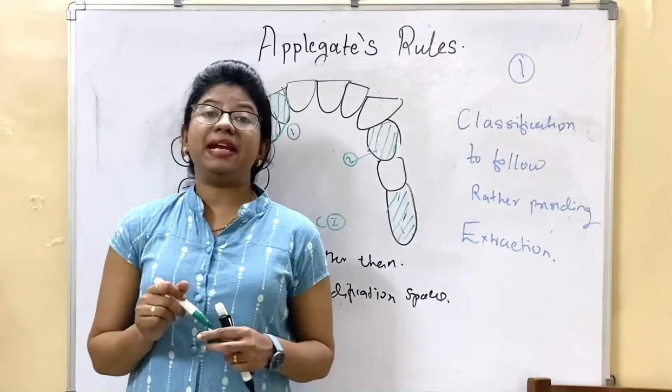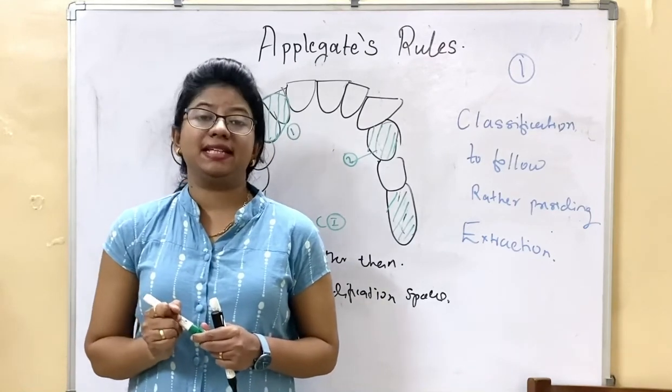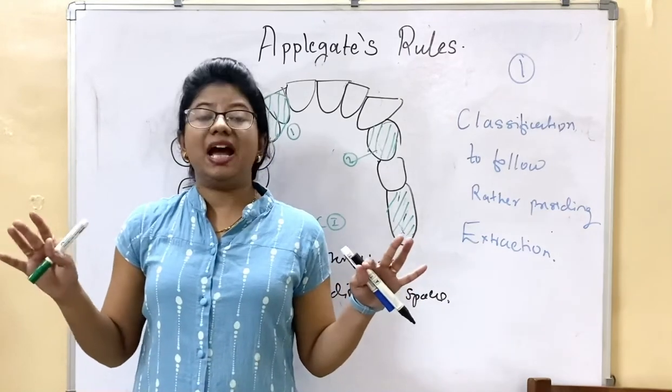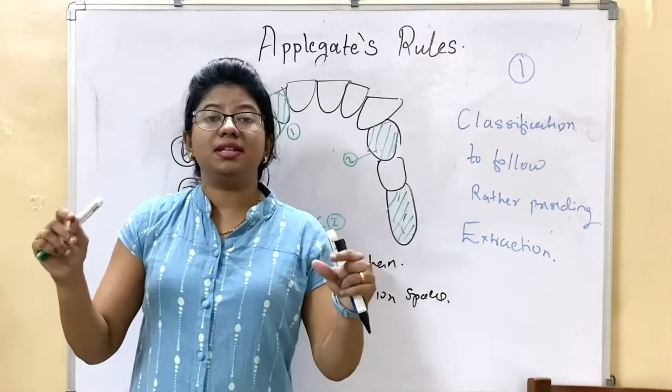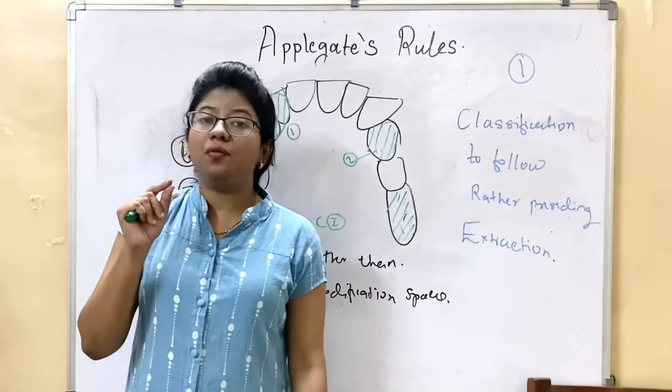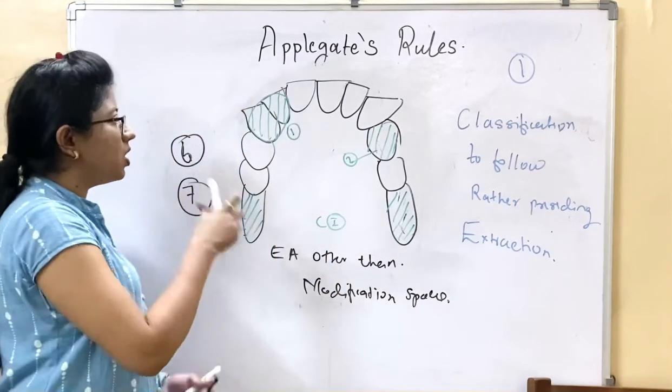Now the rule number 8. What does rule number 8 say? That class 4 has no modification. That means class 4 will be considered as class 4. There won't be any modification in class 4 cases. Now we'll see one more example.